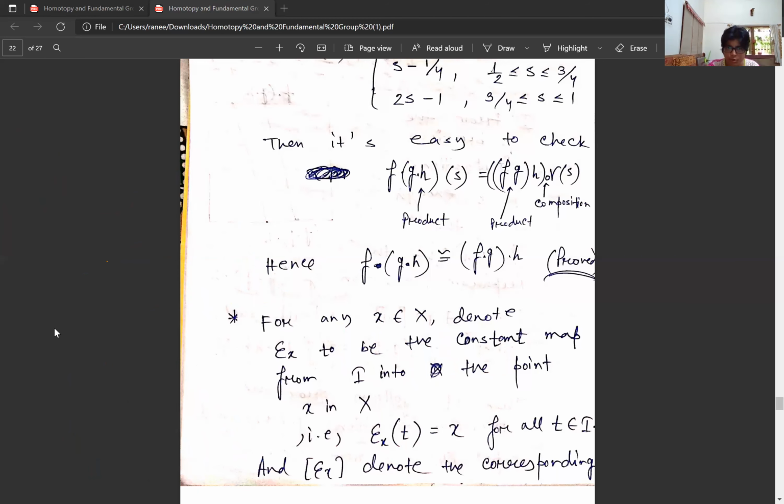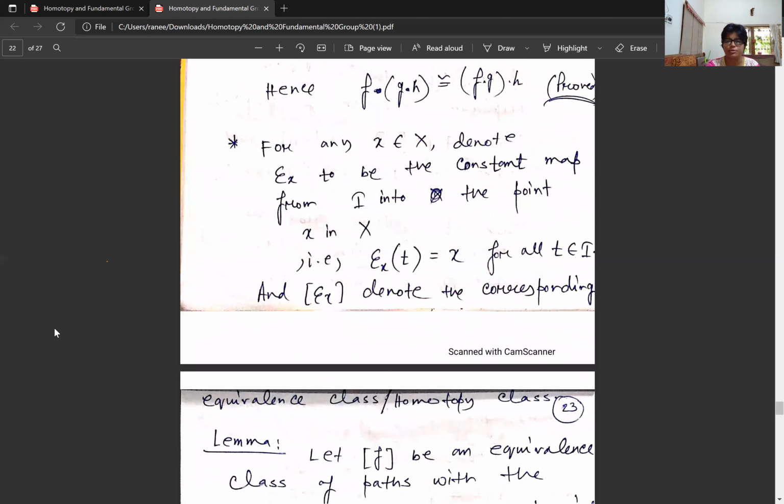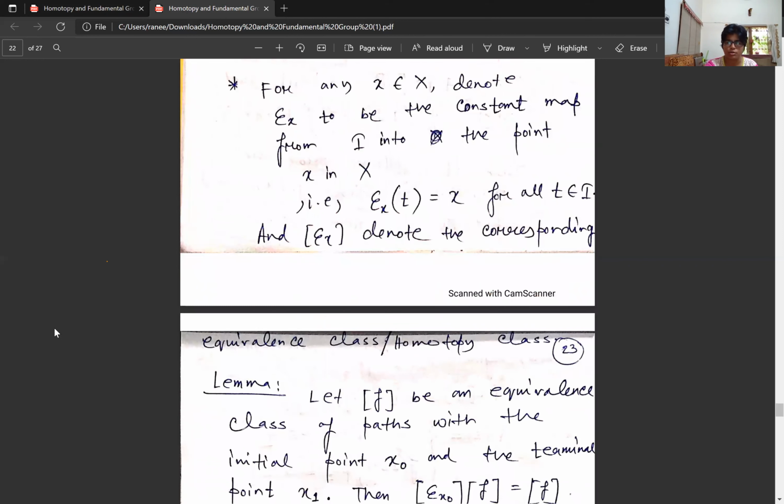Okay, so associativity holds. Now, let's define something else. For any x belonging to X, denote epsilon x to be the constant map from I into the point x in X. That is, epsilon x of t is x for all t belonging to I. So it means that it maps everything to the point x in X, right? So everything in [0,1] will map to the point x. This is called the constant path at the point x.